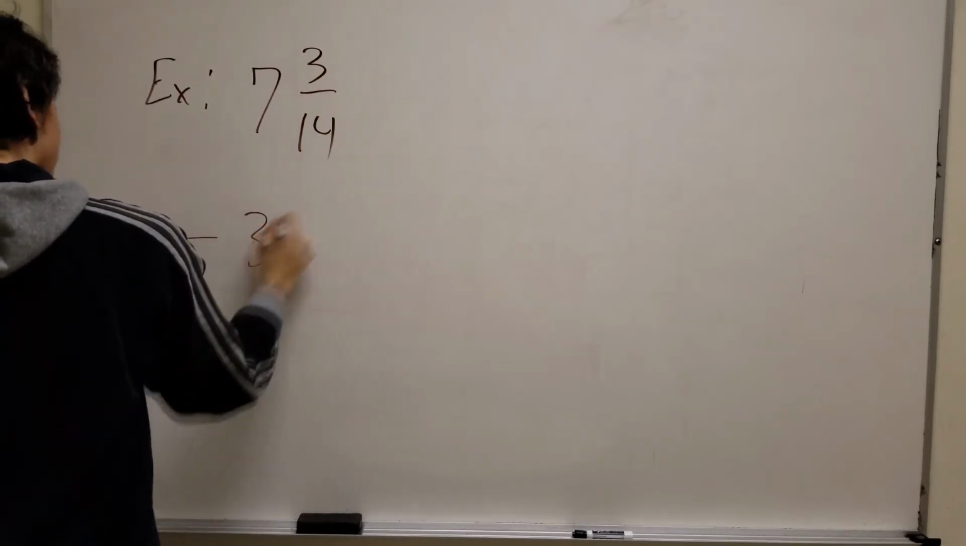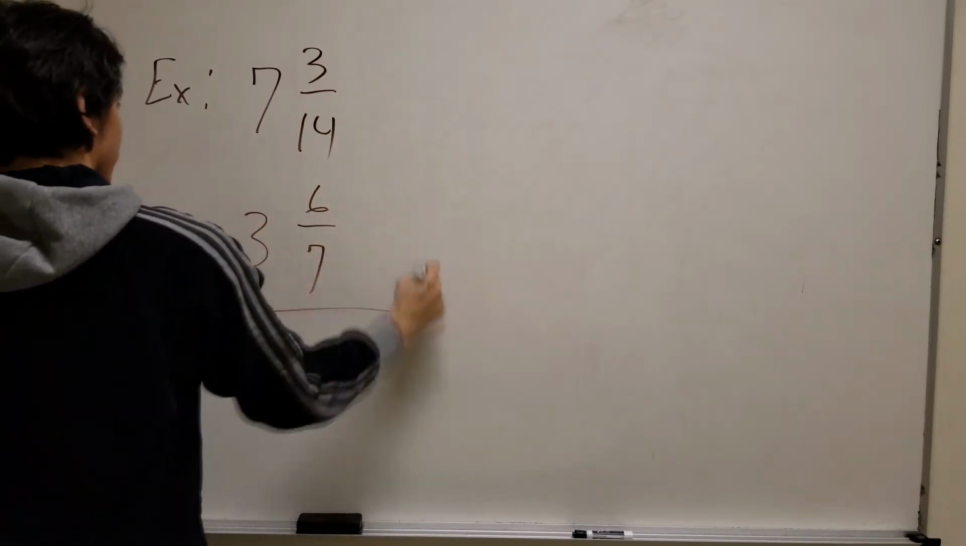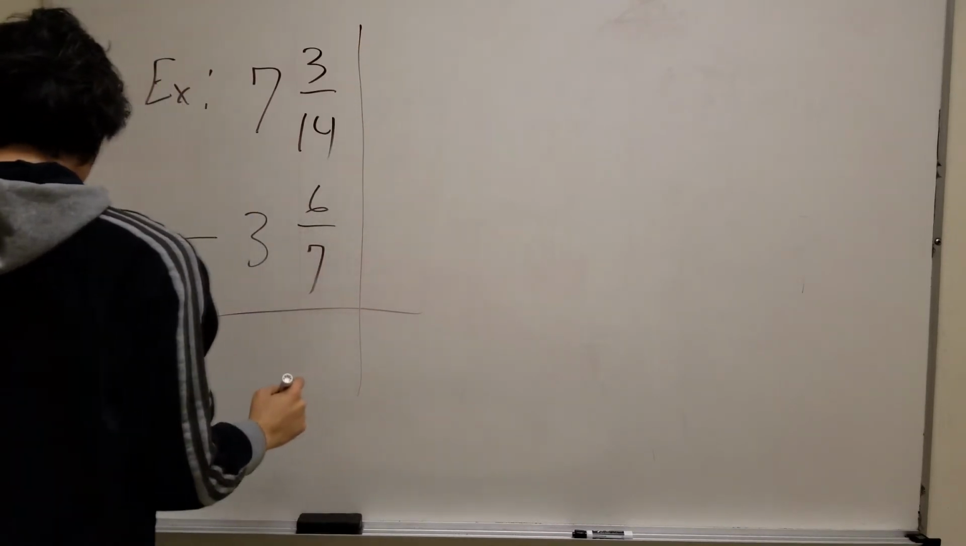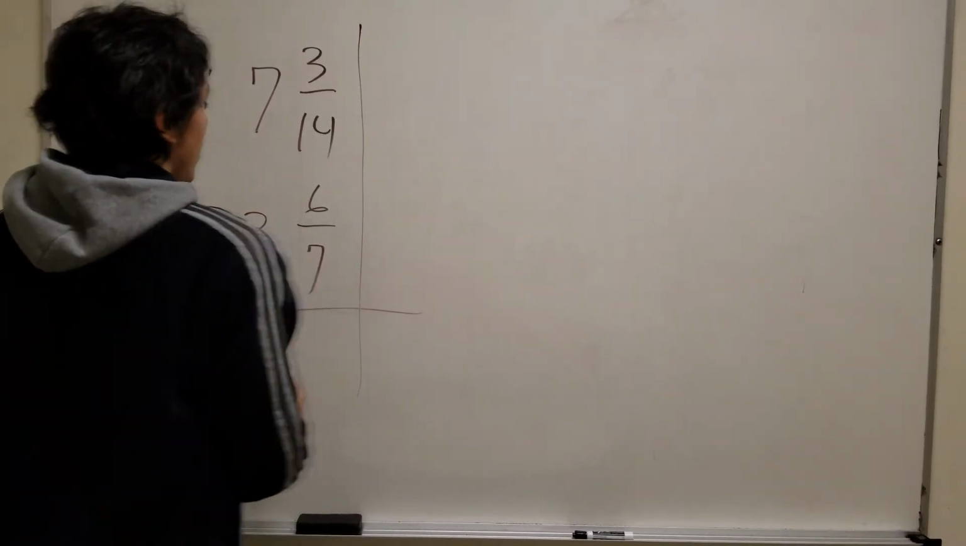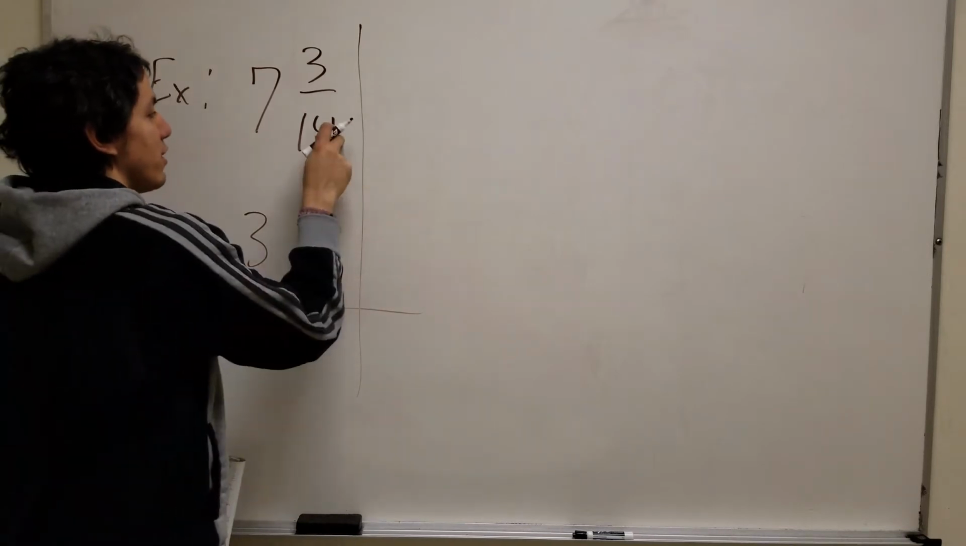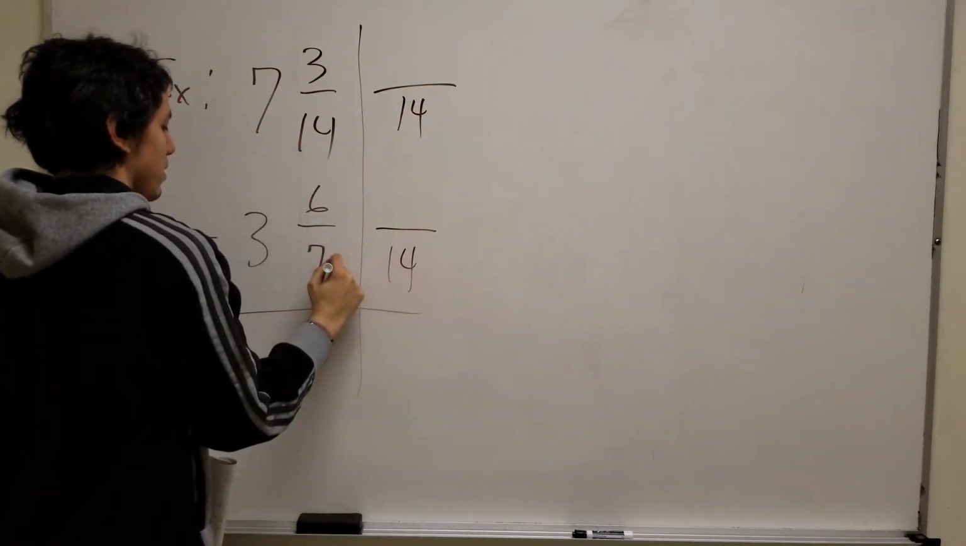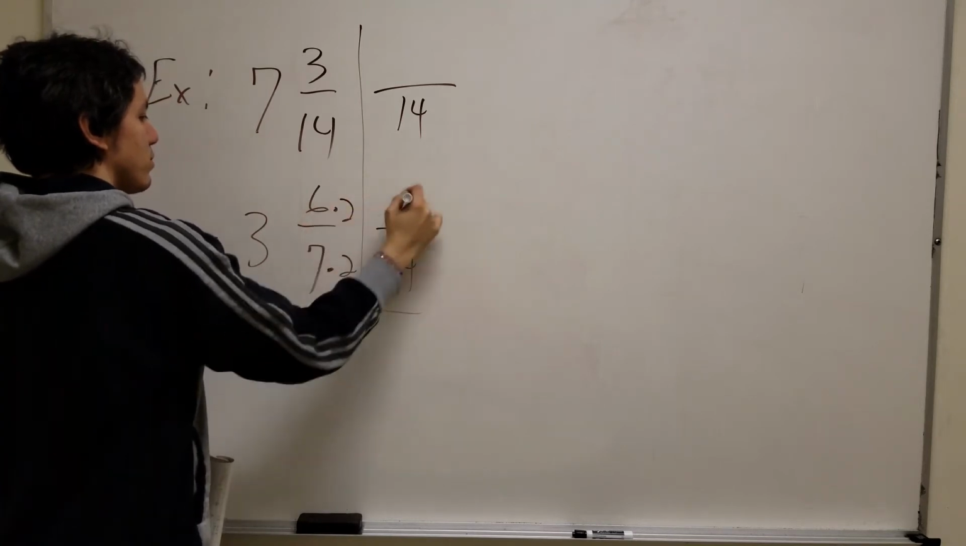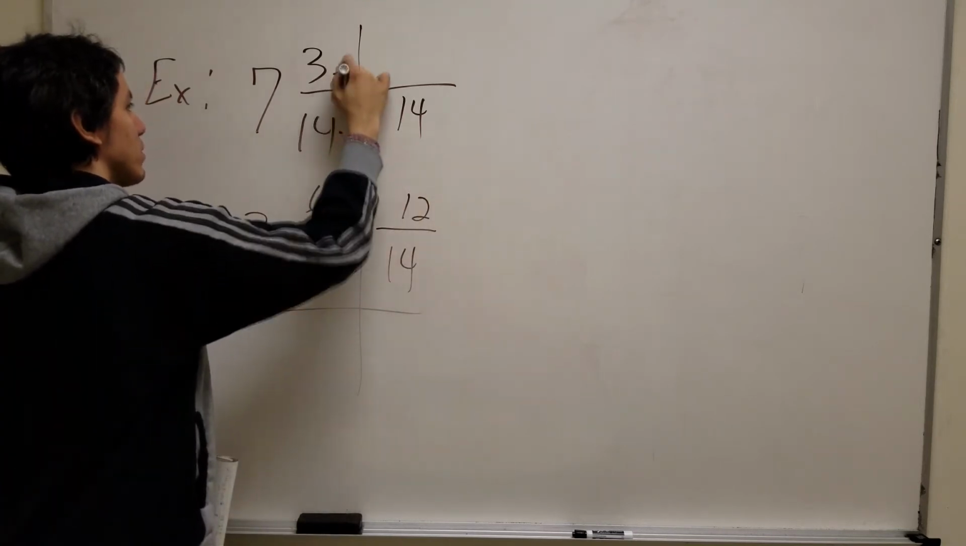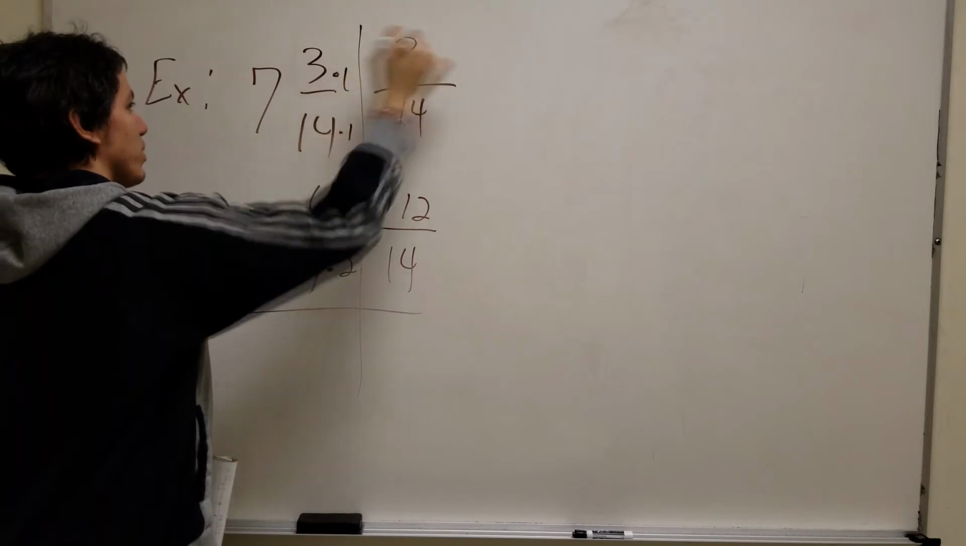Subtract 3 and 6 over 7. Okay, as I'm subtracting this, what's the LCD of 7 and 14? It's going to be 14. 6 times 2 is 12. 3 times 1 is 3.